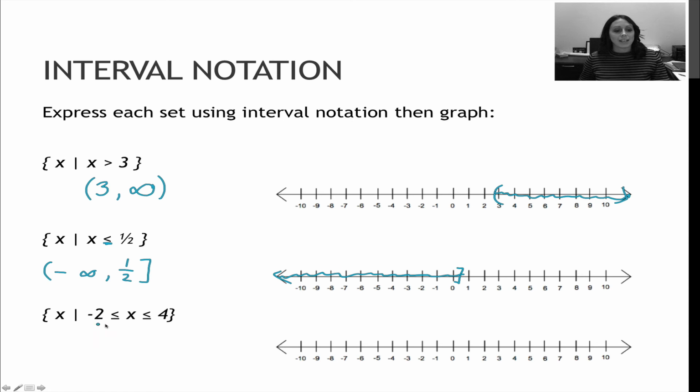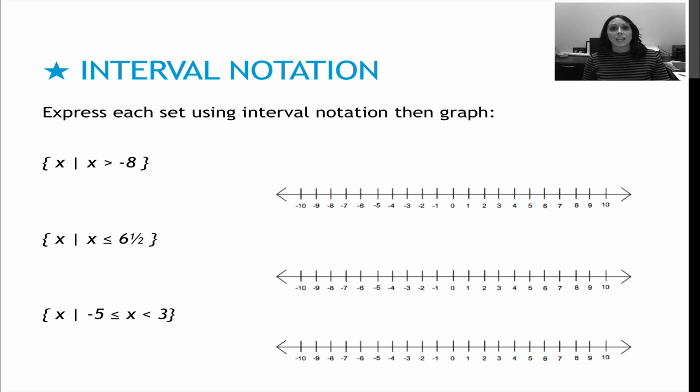Last one here, I've got -2 is less than or equal to x is less than or equal to 4. And in interval notation, notice these are both or equal to's. That means closed bracket, -2, comma, 4, closed bracket, because they're both included. So at -2 and at 4, and I'm shading in between because this means all of the numbers between -2 and 4. Here are a few questions for you to try on your own, so try them first and then press play and see how you did.